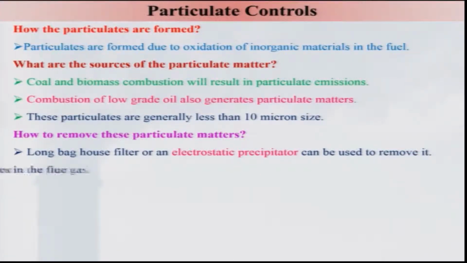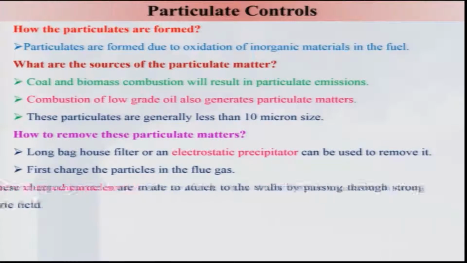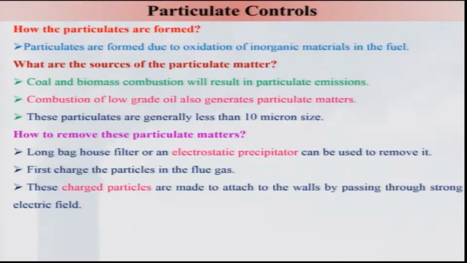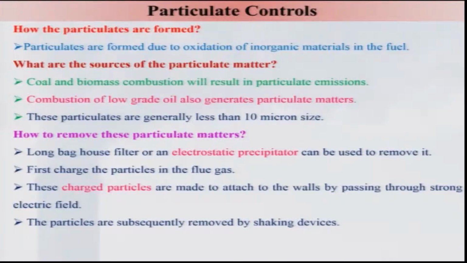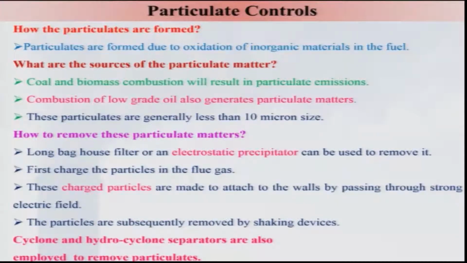And in case of electrostatic precipitator, the charging of particles in the flue gas is undertaken, and then these charged particles are made to attach to the wall by passing through strong electric fields, and once these particulates are attached, they are subsequently removed by shaking devices, such that they can be collected and then one can remove them. And besides, cyclone and hydrocyclone separators are also being used to remove the particulates.